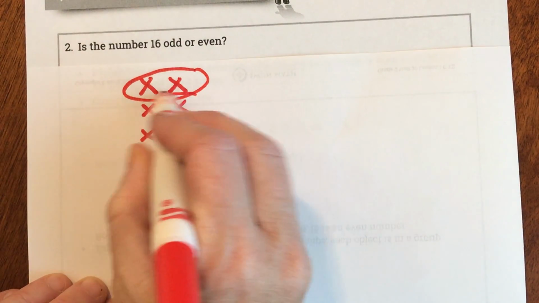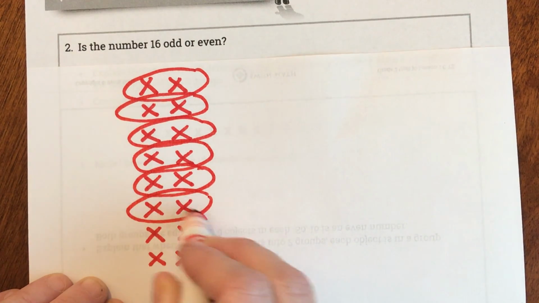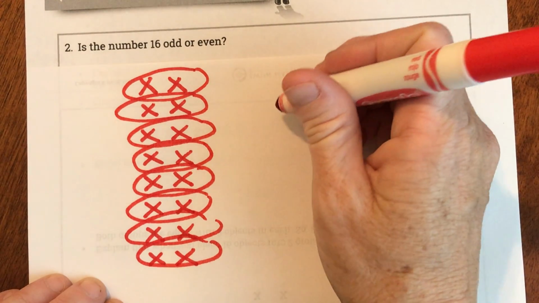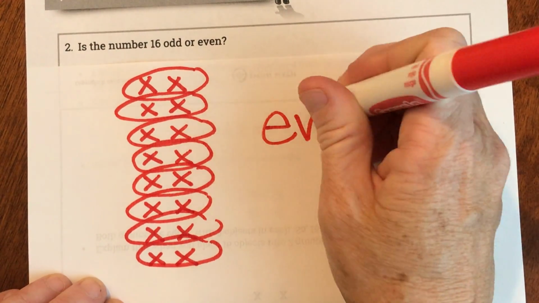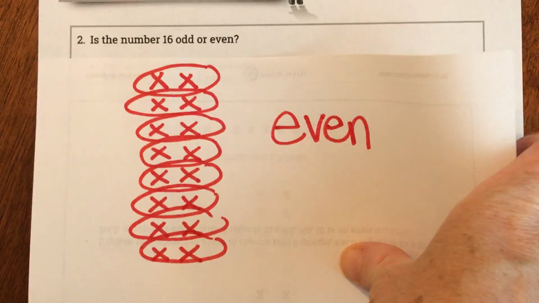So when I look at my pairs, everyone has a pair and there's no one left out or nothing left over. That tells me that 16 is even because everything has a pair and there's nothing left over. Okay, let's try some together.